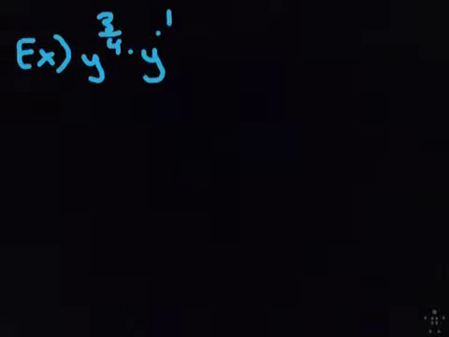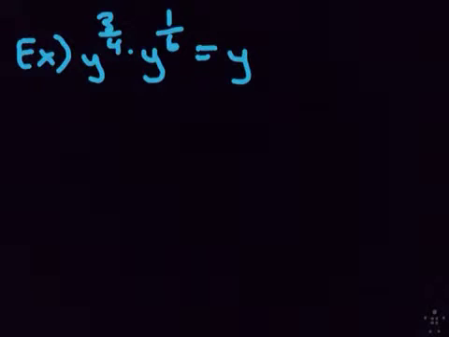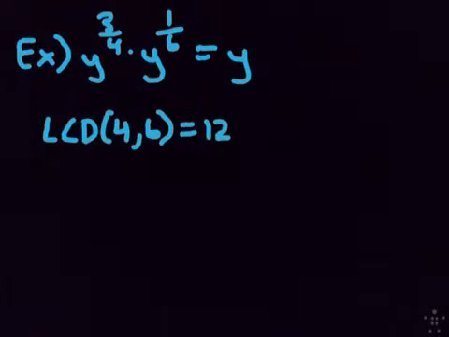In our first example, we'll take y to the 3/4 and multiply it by y to the 1/6. So we have fractional or rational exponents. Multiplying like bases, you add exponents. I want to see what's coming. I notice a need to have common denominators between 4 and 6. Their least common denominator is 12.